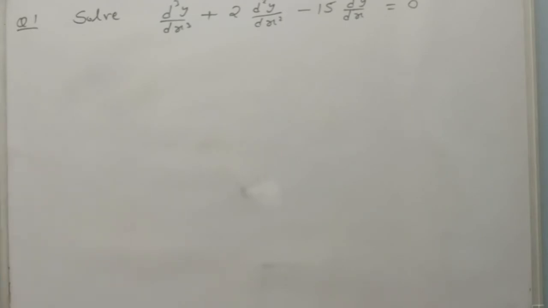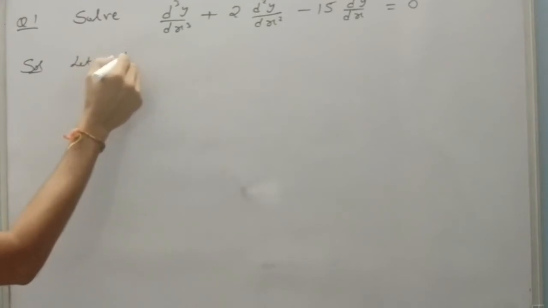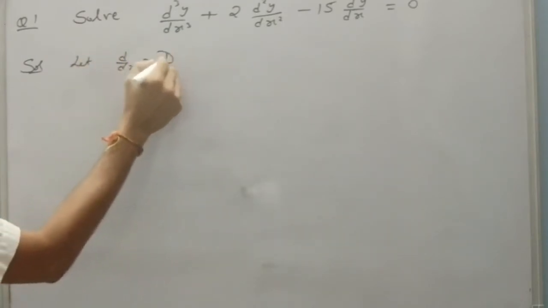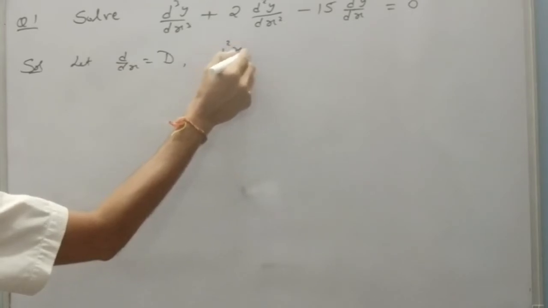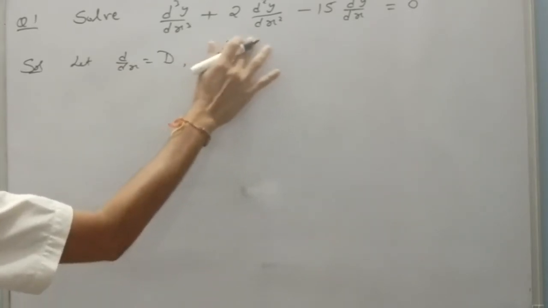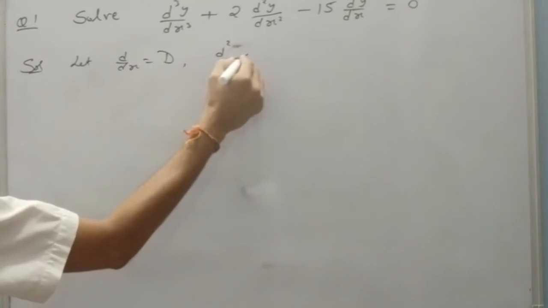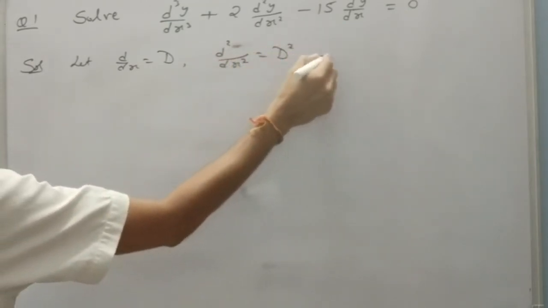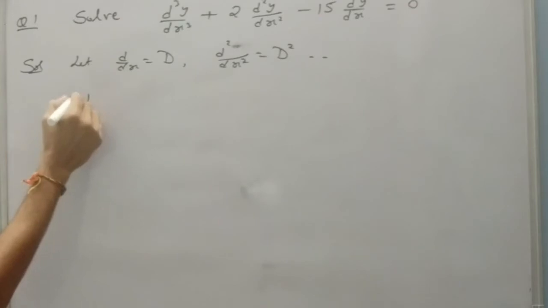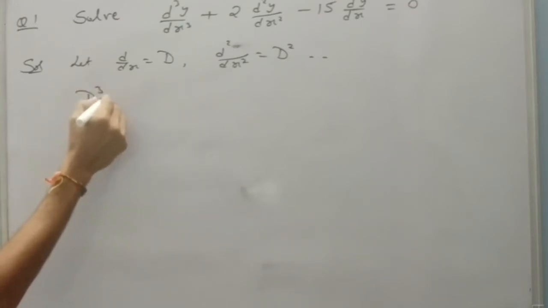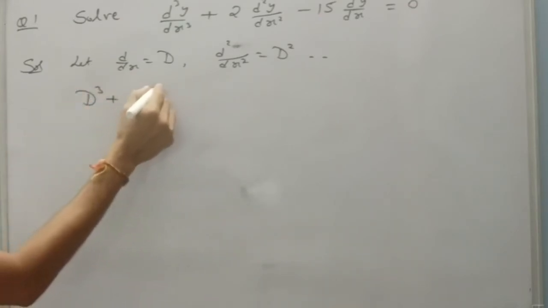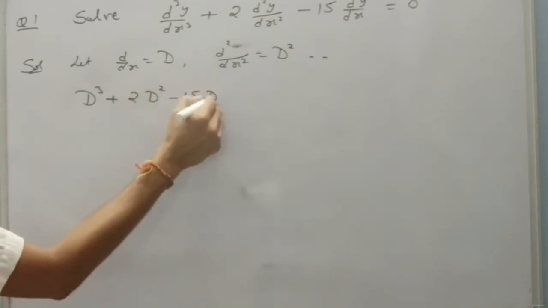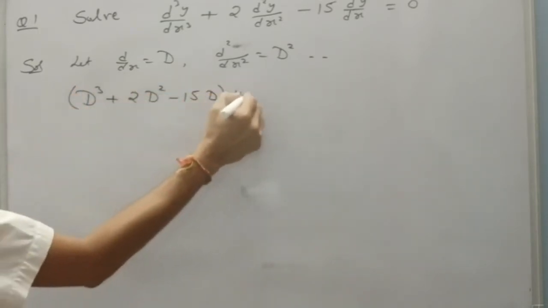So now is the first example. Solve the differential equation. Here we can say let d by dx is equal to D and d square by dx square is equal to D square and so on. Then the equation becomes D cube plus 2D square minus 15D of y is equal to 0.